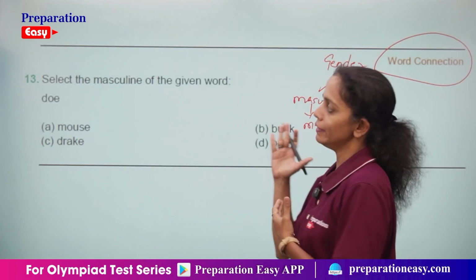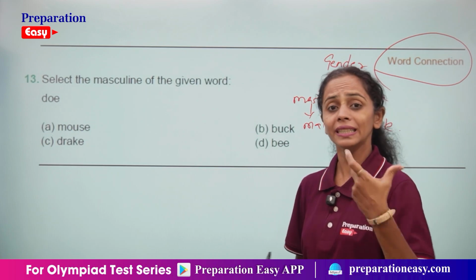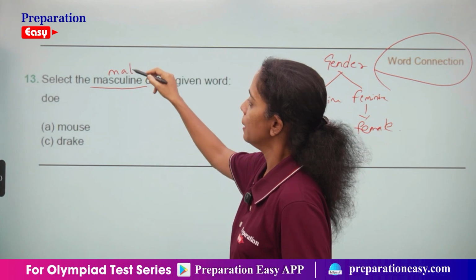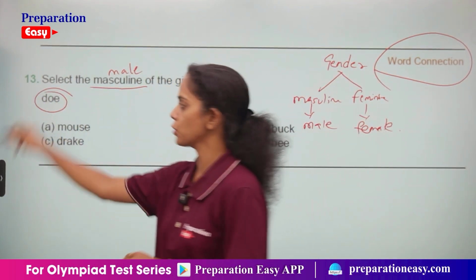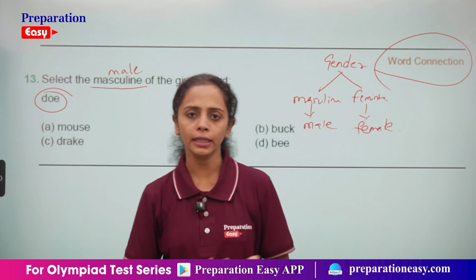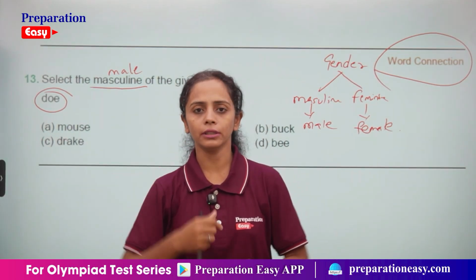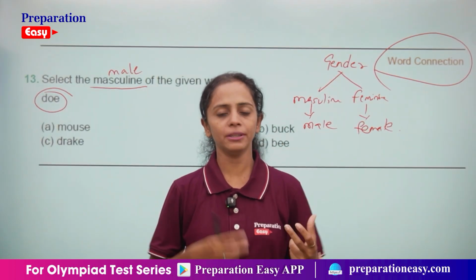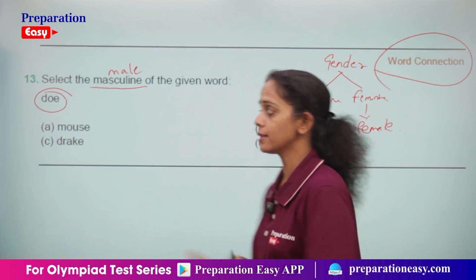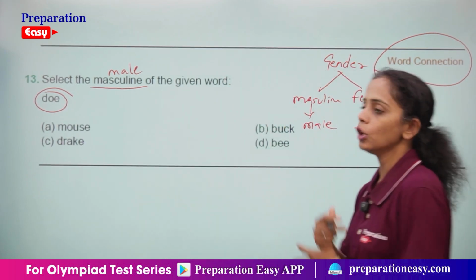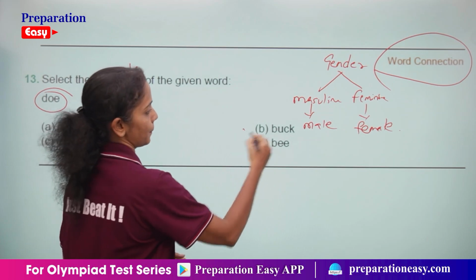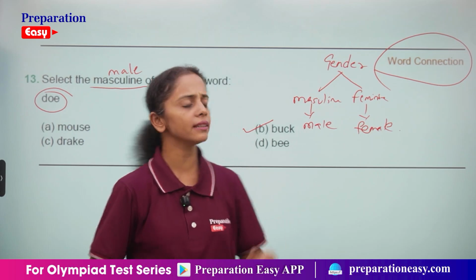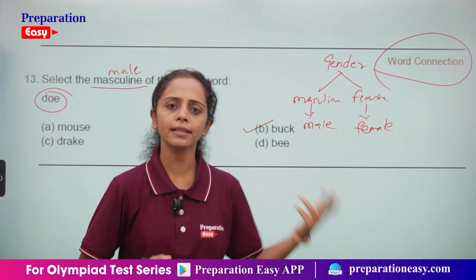Over here, again, we will select the masculine from the given word. See the keyword. The keyword is masculine. Masculine means you have to select the male gender of the given word, that is doe. Now, what is doe? Doe is the female version of a rabbit or a deer. The male version of doe is known as buck, which is a common male gender. You can call a rabbit's male gender a buck. You can call the deer's male gender a buck also.